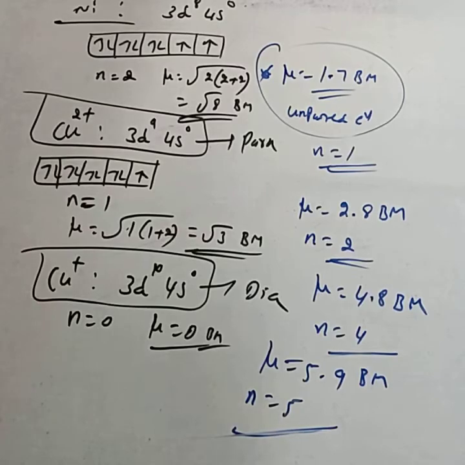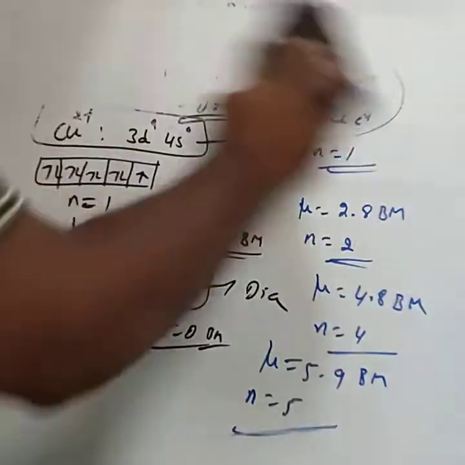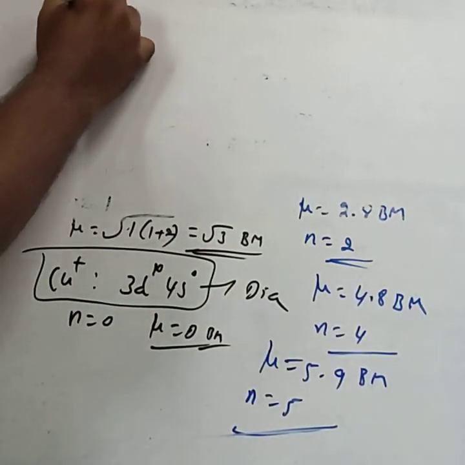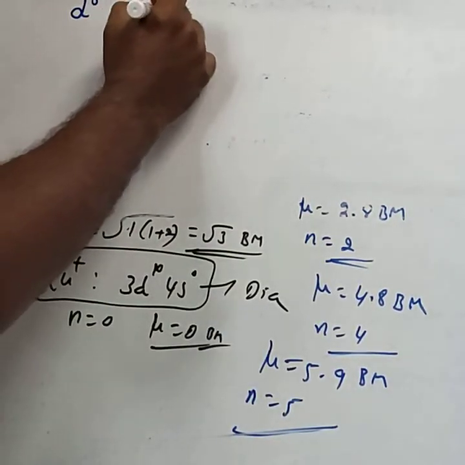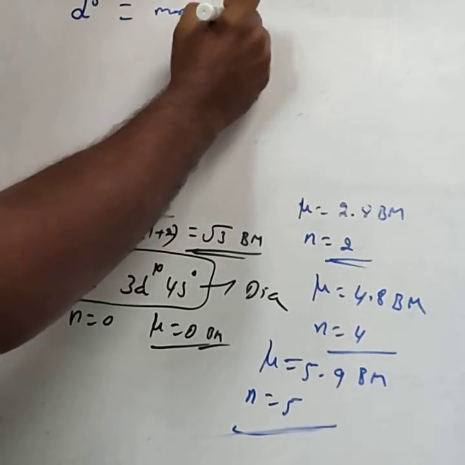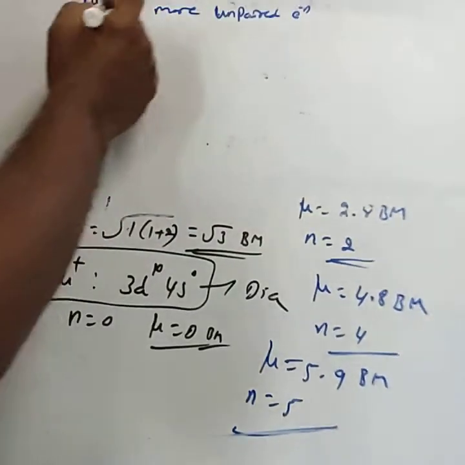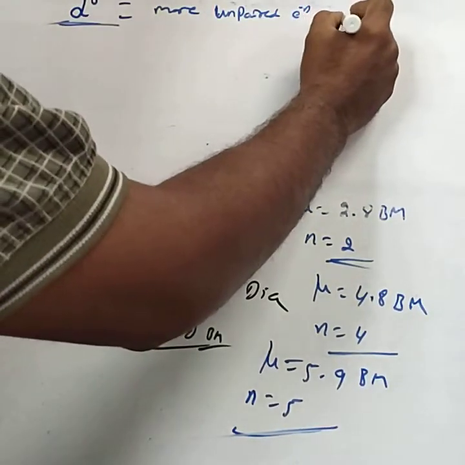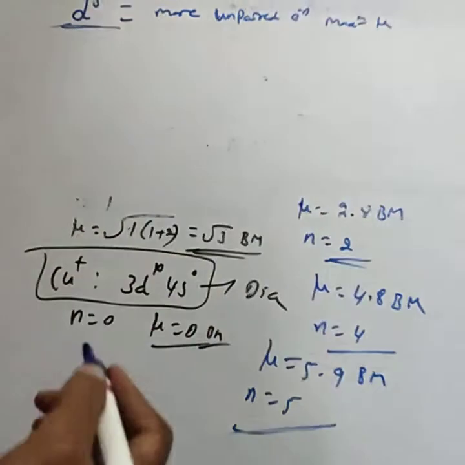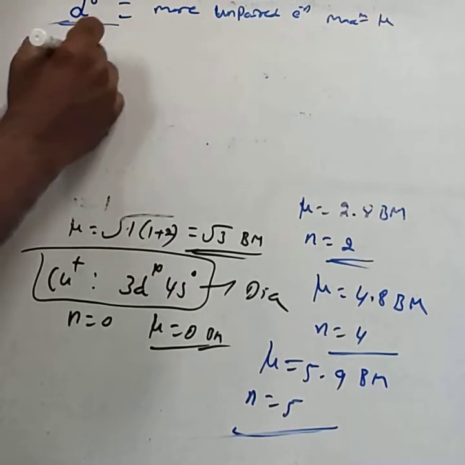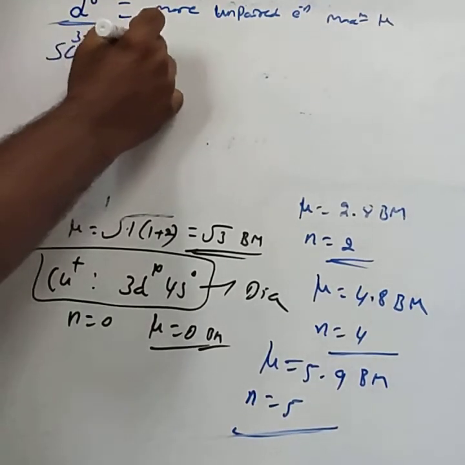Then among those configurations, take the d5 configuration. The d5 configuration contains the maximum number of unpaired electrons. For d5 it has 5 unpaired electrons, hence the d5 configuration has maximum magnetic moment. Highest magnetic moment is shown by the d5 configuration.